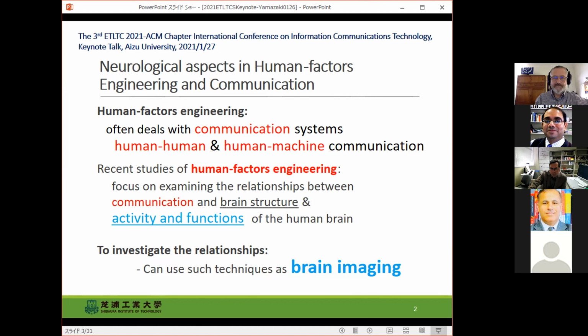And they tend to deal with not only the human communication system, but also human-machine communication. So many recent studies of human factor engineering focus on examining the relationship between communication and brain structure. In a way, they tend to focus on the activity and function of the human brain. So in order to do this investigation, many researchers now use techniques called brain imaging.